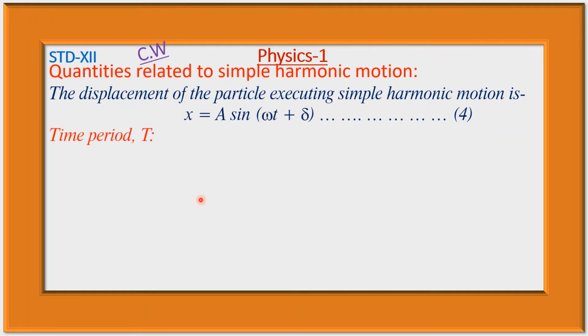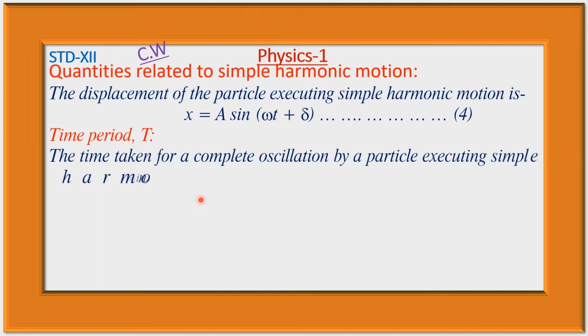Time period T. The time taken for a complete oscillation by a particle executing simple harmonic motion is called the time period T. That is, the time taken by the particle for a complete oscillation is known as the time period.